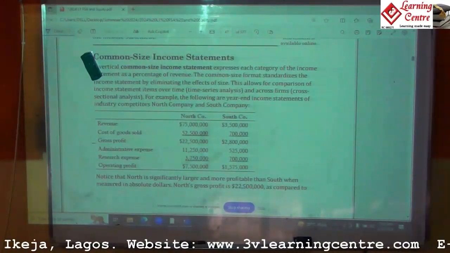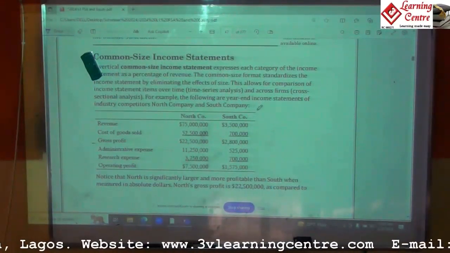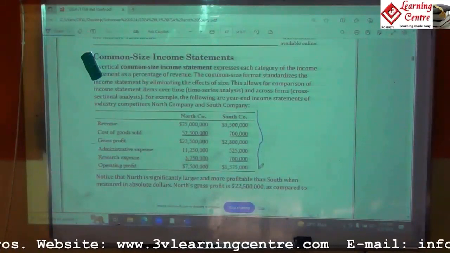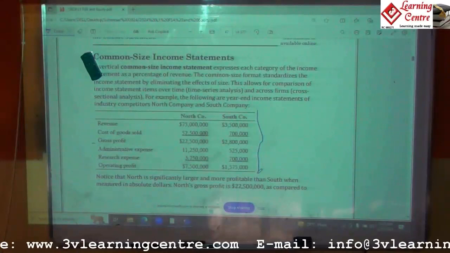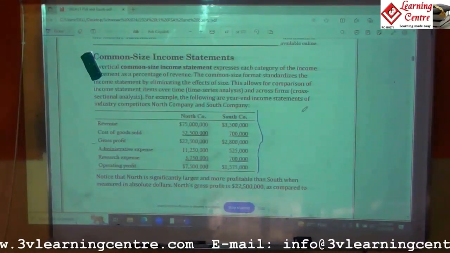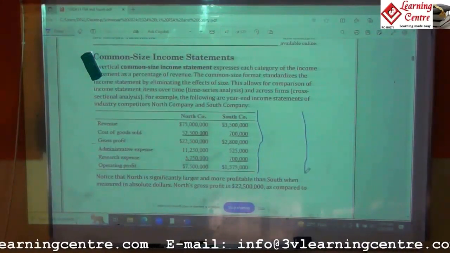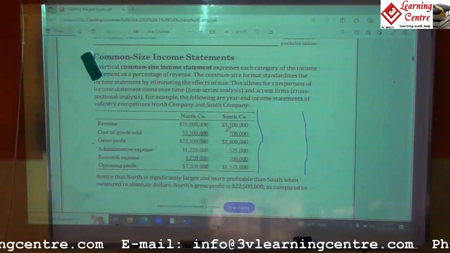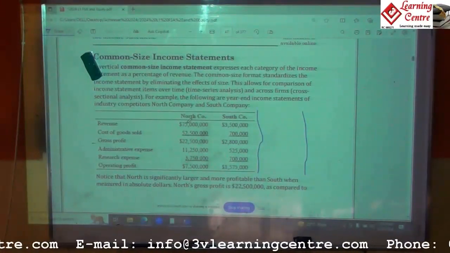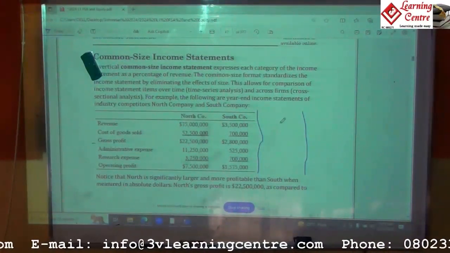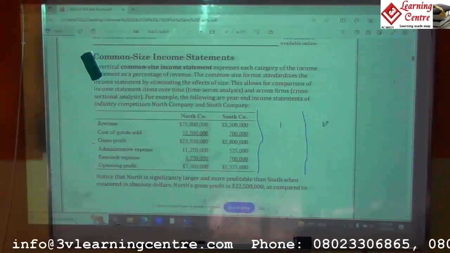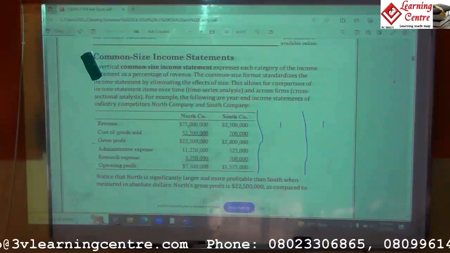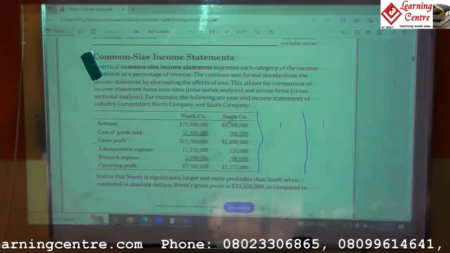So how do you go about this common size analysis? This is what matters for your exam. For a common size income statement, you divide each line item by your revenue. Please let's take it. You divide each line item by your revenue. So 75,000 divided by 75,000 is what? 1. 35 divided by 35 is what? 1. 52,500 divided by 75,000 is what? Yeah, help me.